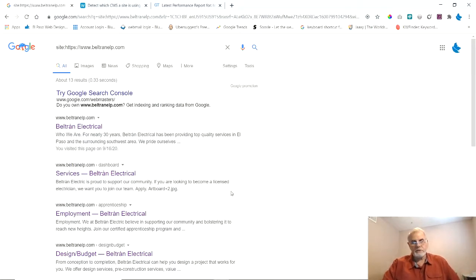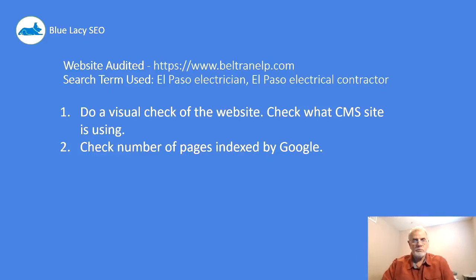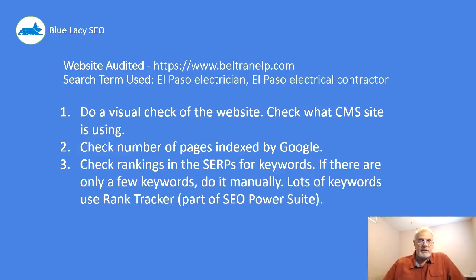So let's go back to our next step. All right, check rankings in the SERPs. There's the search results for keywords. If there are only a few keywords, you can do it manually. If you have lots of keywords, you can use what I use called Rank Tracker. It's part of SEO Power Suite, but there's a lot of different applications out there you can use to check the rankings for websites.